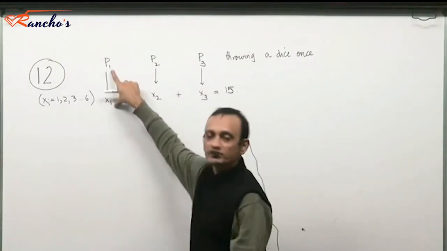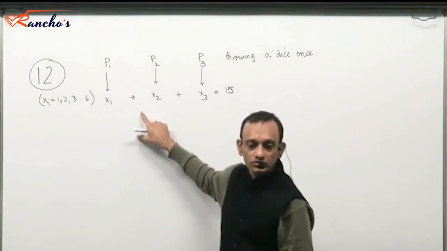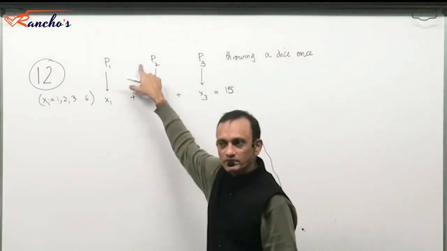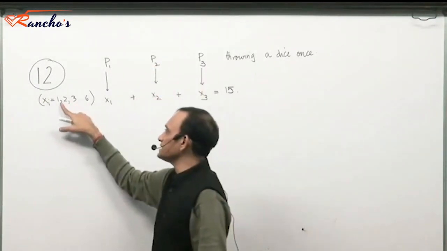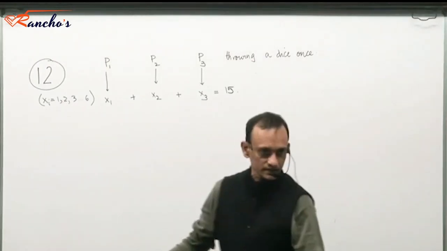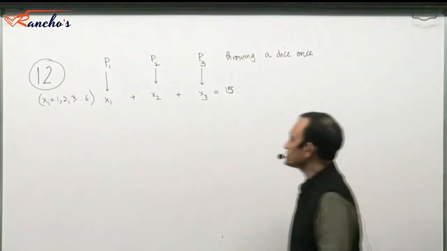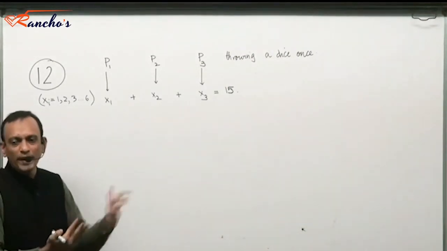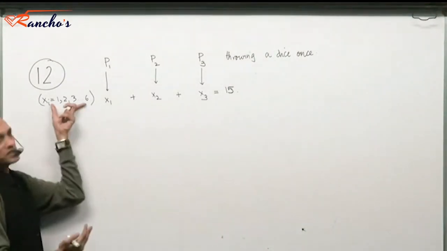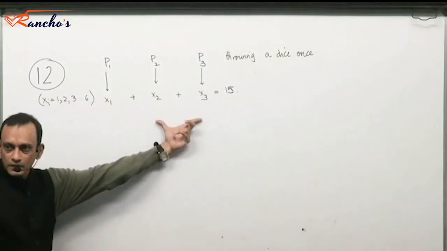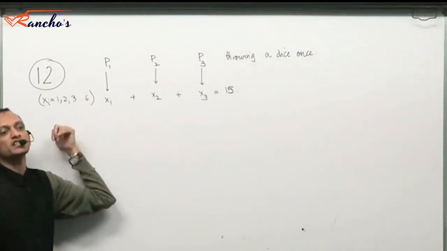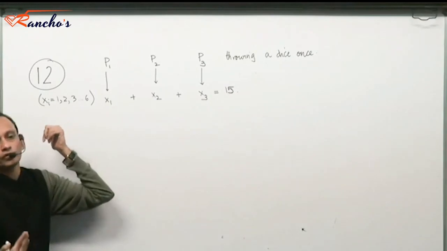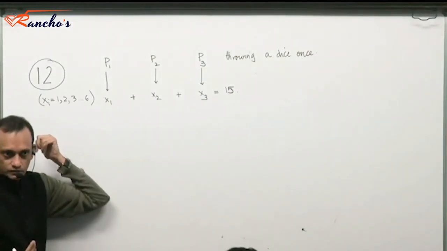X1 is the outcome of the dice thrown by P1, X2 the outcome of the dice thrown by P2, and so on. So each of these xi's can assume values from 1 to 6. The question is, in how many ways can this be done? It's only about the number of solutions to this equation given this condition. Yes or no?